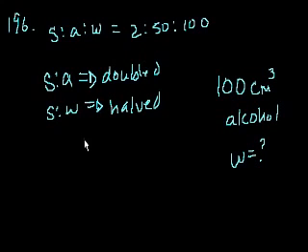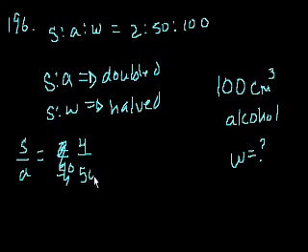So let's think about what the new ratio is. The old ratio of soap to alcohol was 2 to 50. Now they want to double this ratio, right? So the new ratio of soap to alcohol is going to be 4 to 50. Fair enough. Now the old ratio of soap to water was 2 to 100.